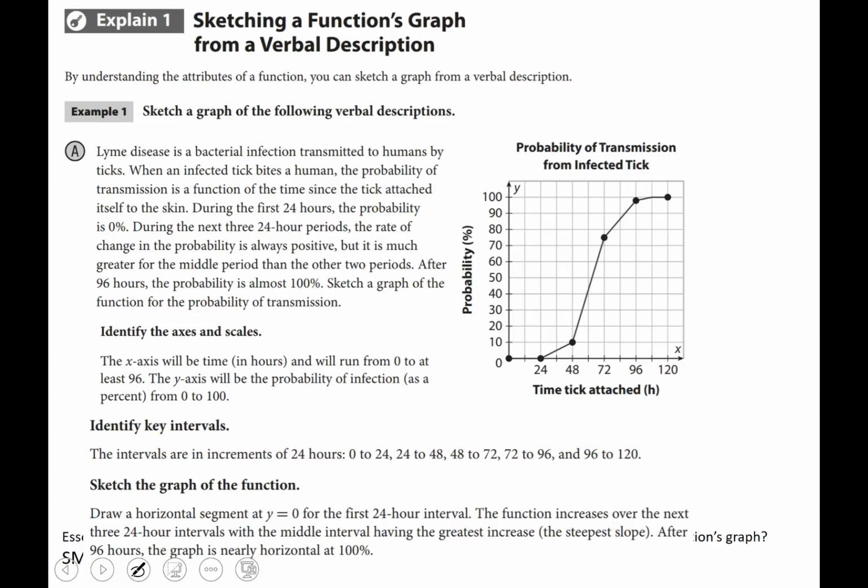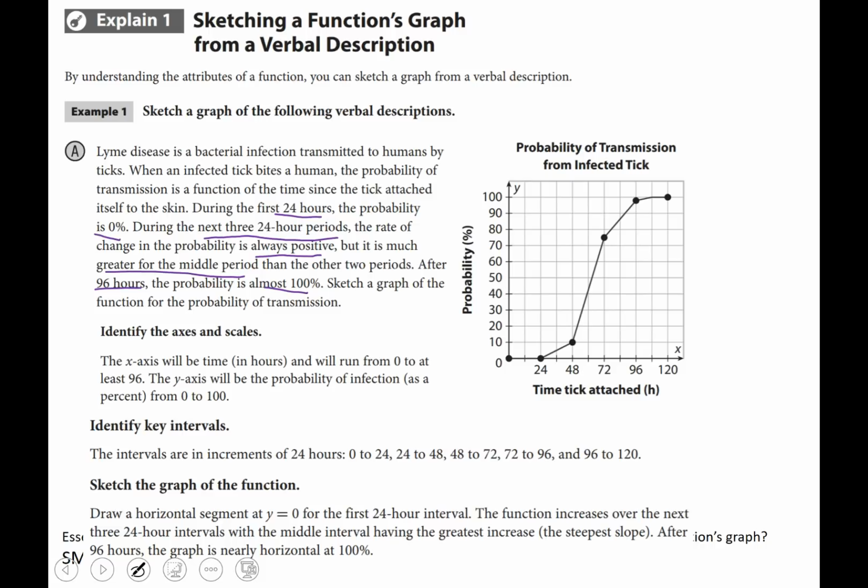So it says Lyme disease is a bacterial infection transmitted to humans by ticks. When an infected tick bites a human, the probability of transmission is a function of the time since the tick attached itself to the skin. During the first 24 hours, the probability is 0. So 24 hours, 0%. During the next 3 24-hour periods, the rate of change is always positive, but is much greater for the middle period than the other 2 periods. After 96 hours, it's almost 100%. Sketch the graph of the function for the probability of the transmission.